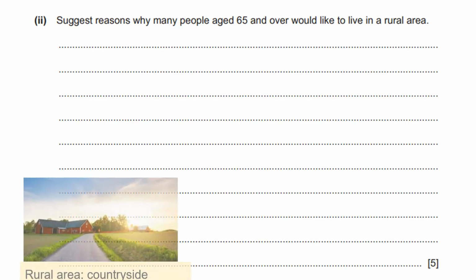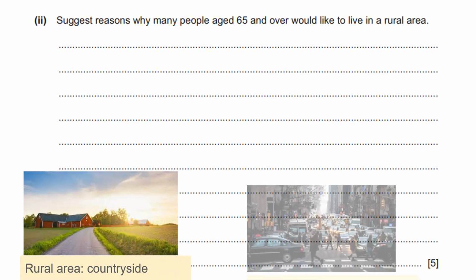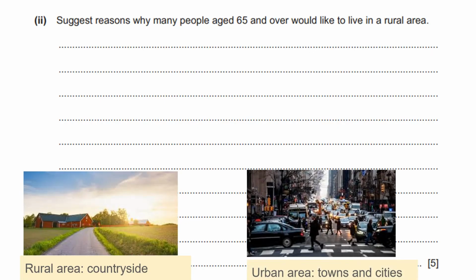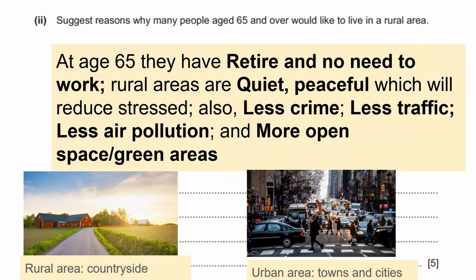So this is what a rural area is. You can look at those definitions up there. So if you look at this image, it can give you an idea of how you should structure this kind of answer. So rural areas are the countryside, while urban areas are towns and cities. So why will people age 65 and over prefer the rural area over the urban area? Simple. At age 65, they have retired and there is no need to work. They are now all dependent.